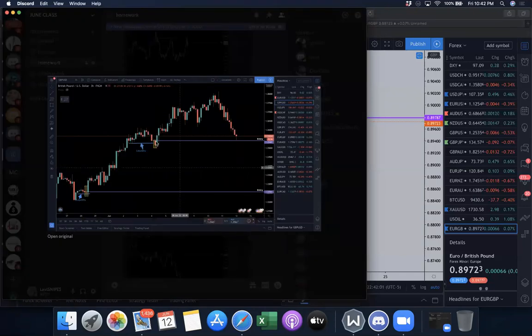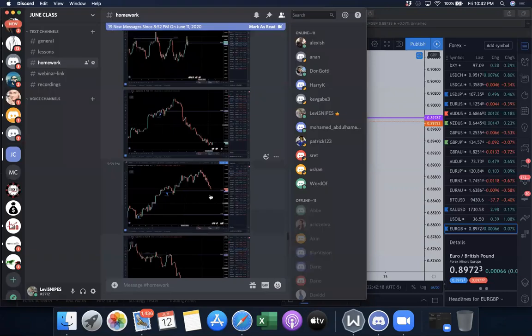So GBP USD, down move to the lows, bullish engulfing. You could have bought the retest here. And then I think this is where we were looking for our buys as well. But you can see this was the first retest, so you should have taken this trade up right there.